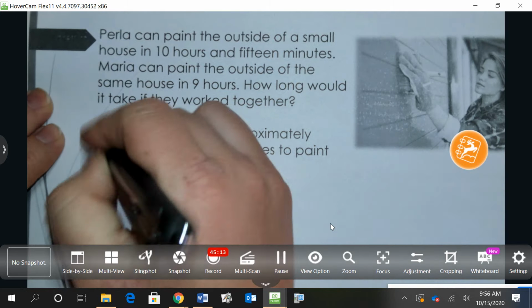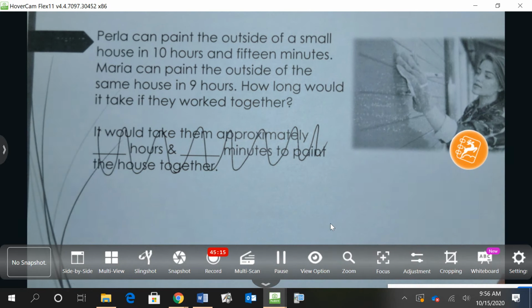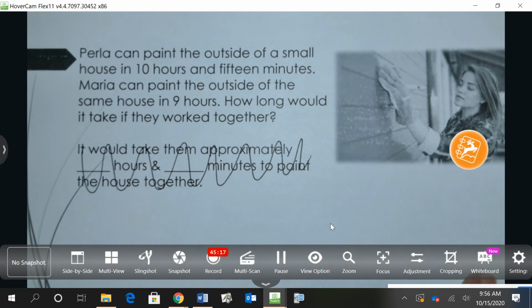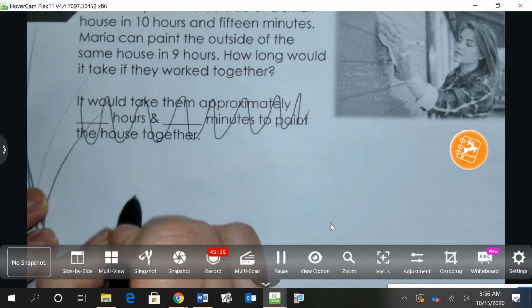Okay, I don't care about separating hours and minutes, so we're going to look at this problem together. Perla can paint the outside of a small house in 10 hours and 15 minutes. Maria can paint the outside of the same house in 9 hours. How long would it take them if they worked together? So how do I initially set this up? I set this up with who are the subjects or the individuals, the task, and what they're trying to do together.